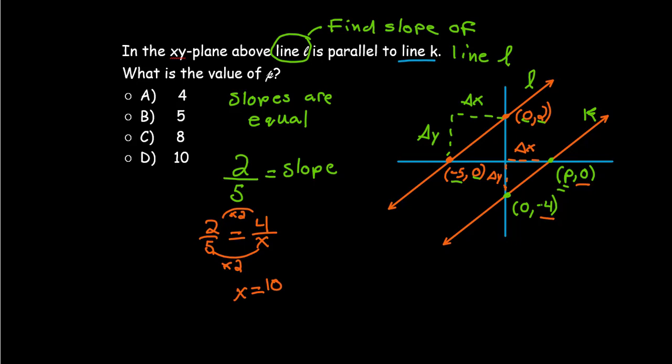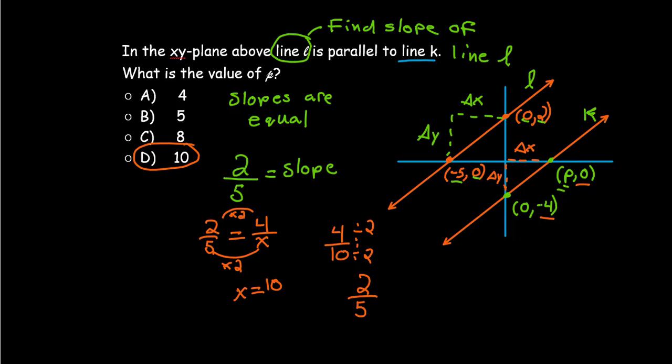And that makes sense because if you take 4 over 10 and reduce it as a fraction, just showing the work for why it works, it still gives us the 2 over 5 slope that we need, right? So we know the value of x needs to be equivalent to 10. All right, so looks like we're doing well so far.